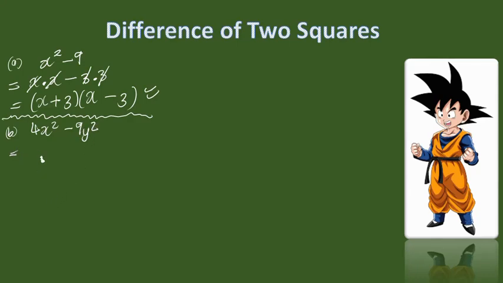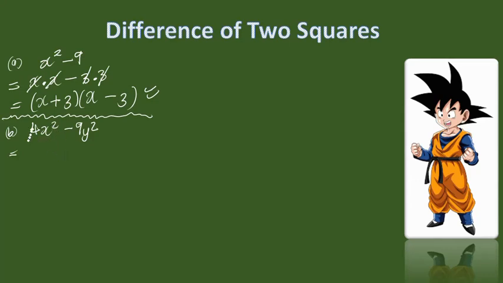Again, go with me. How do we know this is difference of two squares? 4 is a perfect square. x squared is a perfect square. 9 is a perfect square. y squared is a perfect square. We have only perfect squares here. That's the first thing. Number 2, we have two terms. So if it's two terms, it's most likely going to be difference of two squares. Number 3, we have a subtraction in between. That's how we know this is difference of two squares.